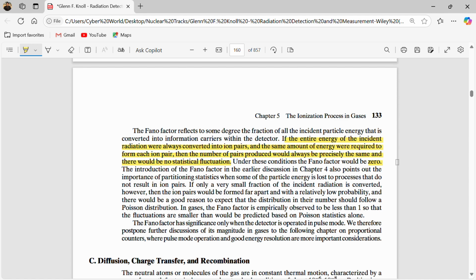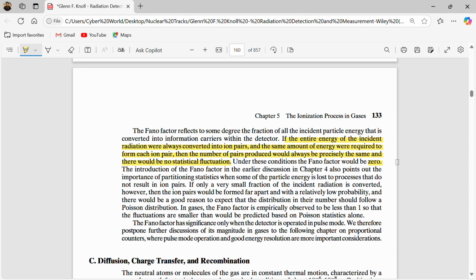The introduction of the Fano factor in the earlier discussion in chapter number 4 also points out the importance of quantitative statistics when some of the particle's energy is lost to processes that do not result in ion pairs. If only a very small fraction of the incident radiation is converted, however, then the ion pairs would be formed far apart and with a relatively low probability.